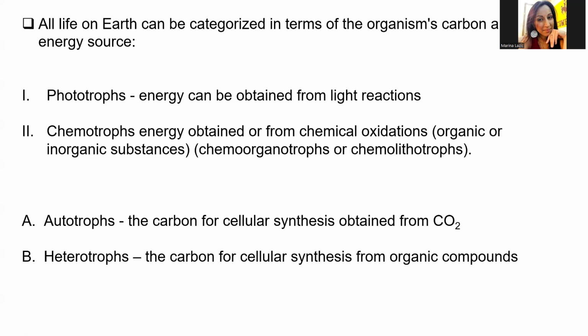And all life on Earth can be characterized as phototrophs and chemotrophs, because they're obtaining energy from chemicals. They're chemotrophs. Chemolithotrophs if it's inorganic, chemoorganotrophs if it's organic, phototrophs if it's light. Autotrophs if they fix carbon dioxide, heterotrophs if they're using organic carbon. So that's all I want you to know from these two lectures. And that would be all.